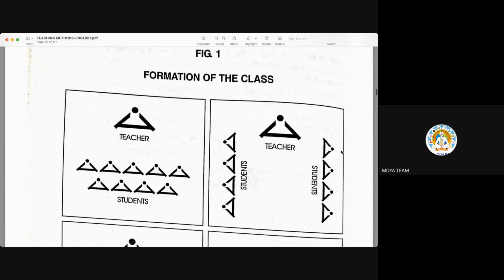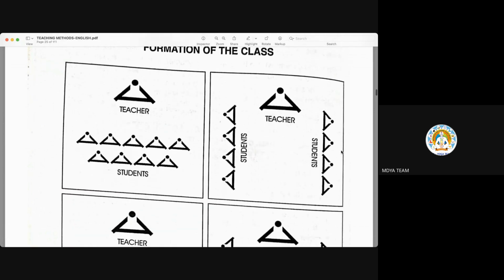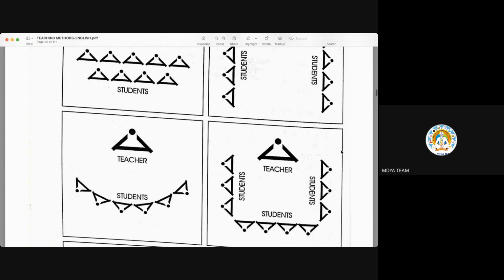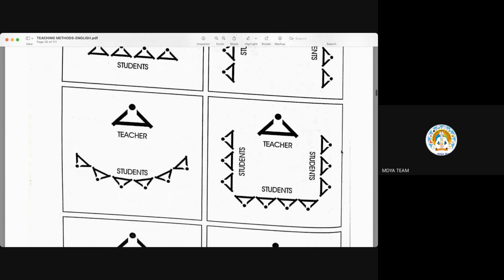Now, formation of the class, there are some figures. So how you can make the class depending upon the number of students and the area you have. The first is a row. Row means the teacher is in the front and a horizontal row. And then the second one is the teacher at the center and, on both sides, vertical rows to the teacher. This may be an arrangement depending upon the situation.